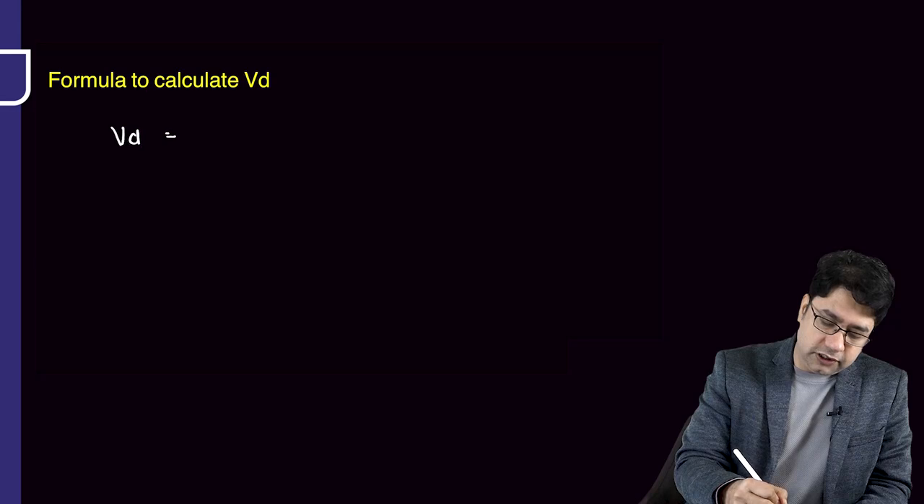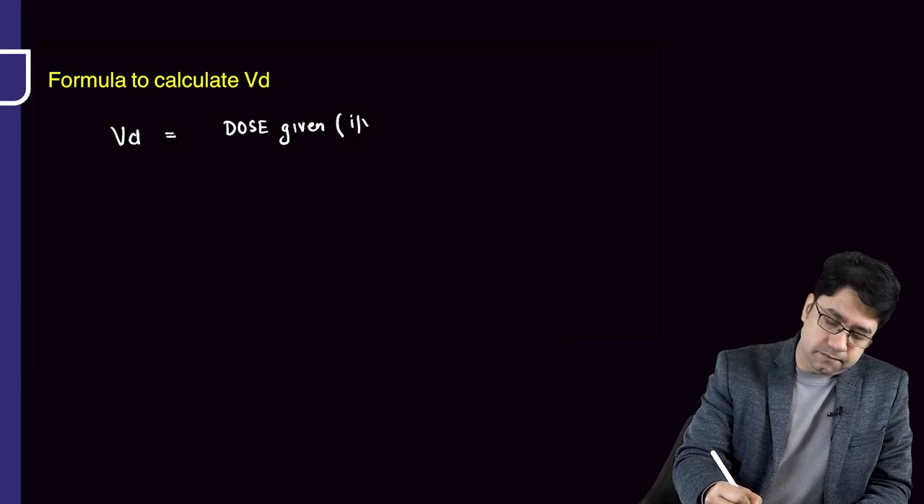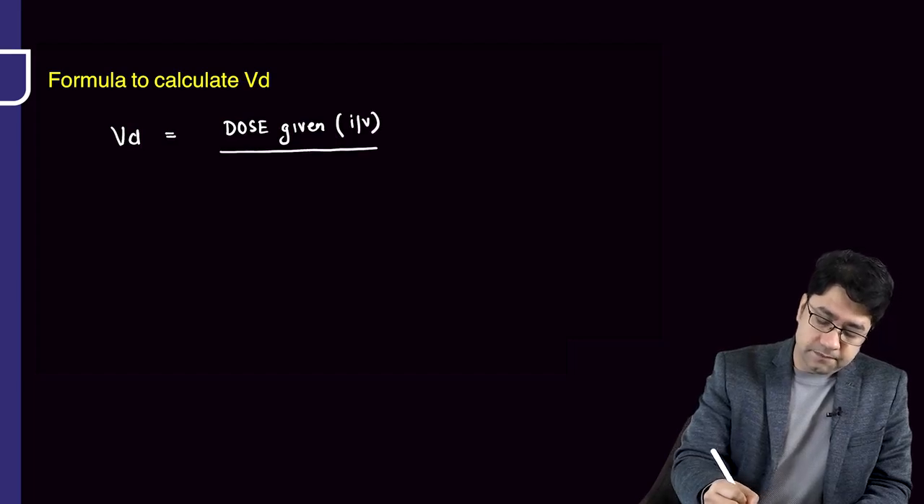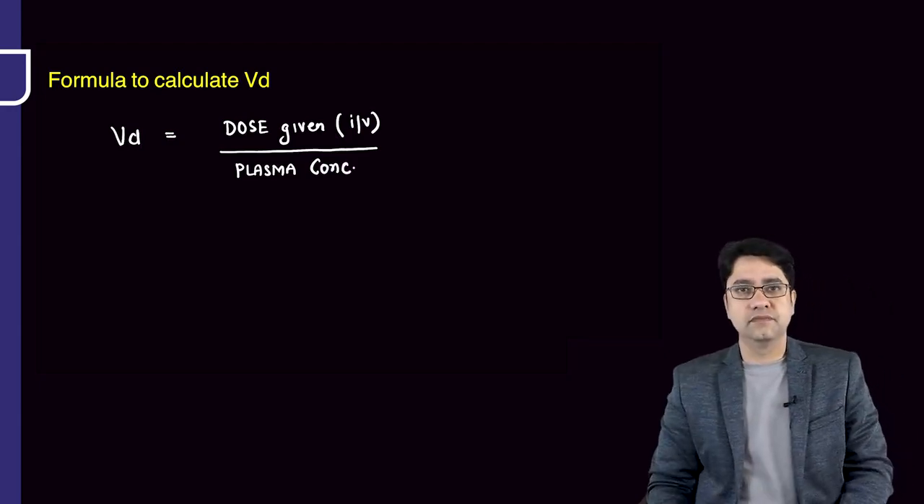So volume of distribution is the dose of a drug given, dose given with IV route, divided by plasma concentration measured. Which plasma are we talking about? We are talking about actual plasma.